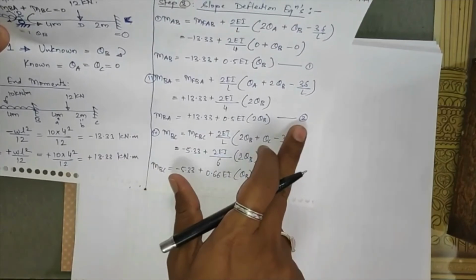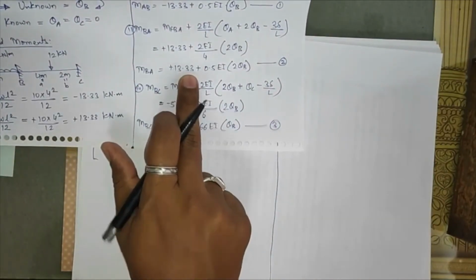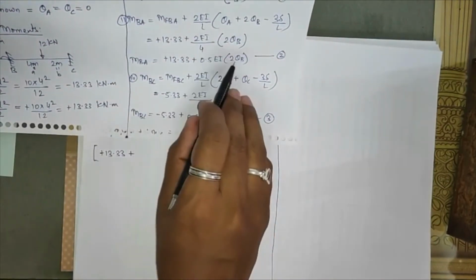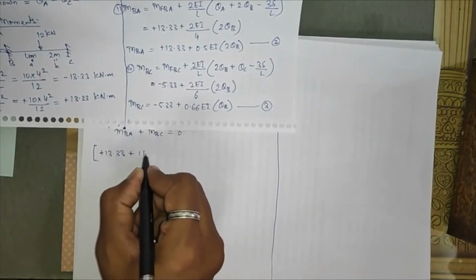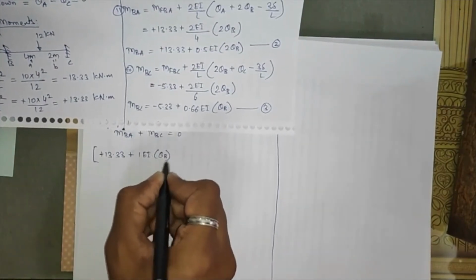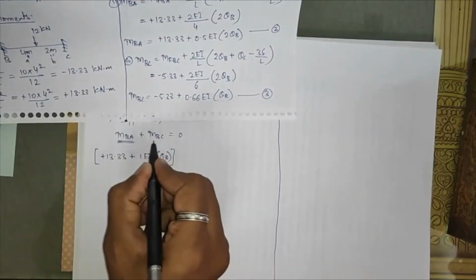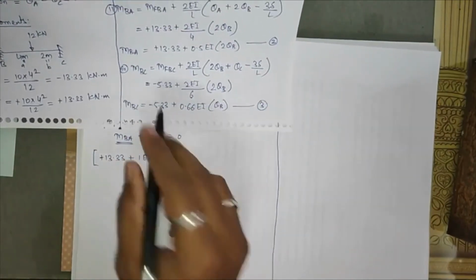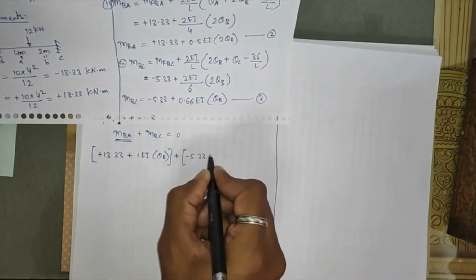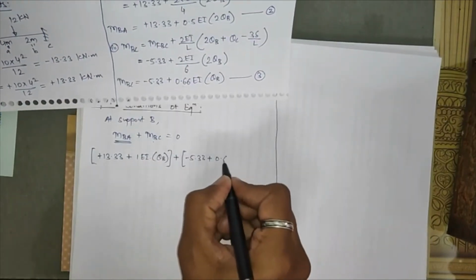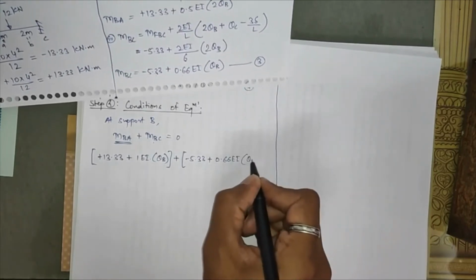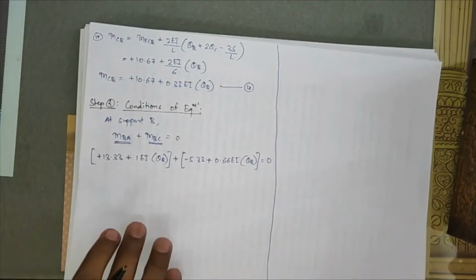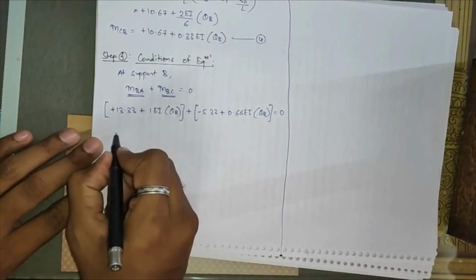What is that? From equation number 2, we have got plus 13.33, plus 0.5 into 2, which I'll directly write as 1 EI into theta B. This is my equation for B. In the same way, for BC, from equation number 3, I have minus 5.33 plus 0.66 EI into theta B. That equation for BC is equal to 0. So if you solve these two equations, what will we get?